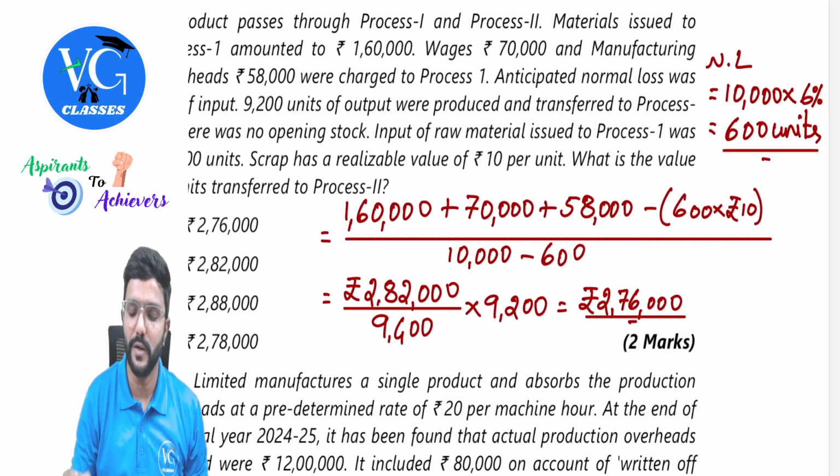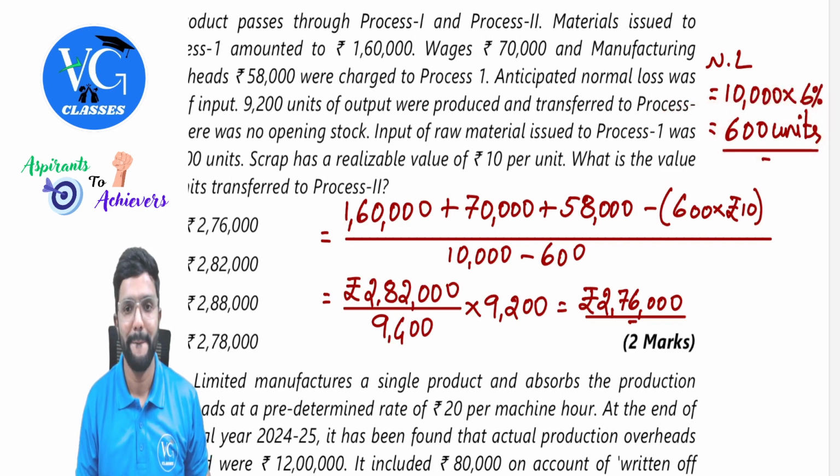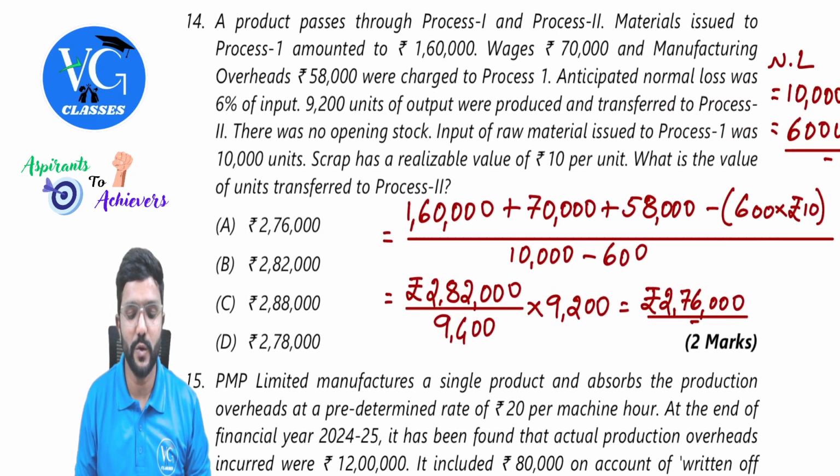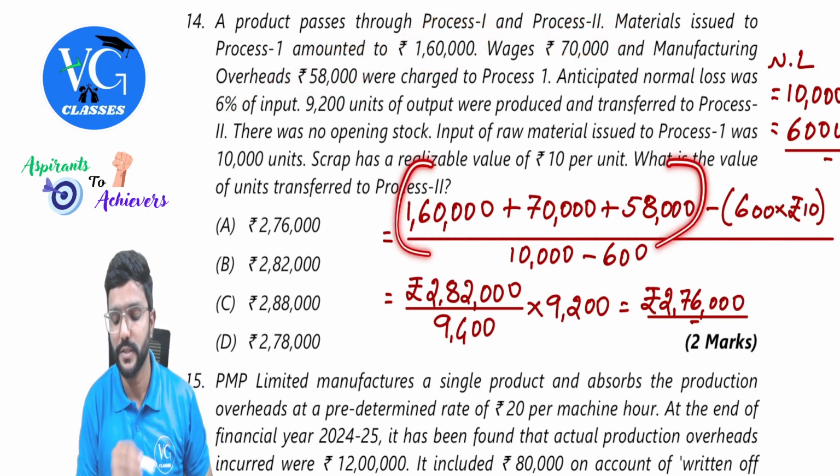First, find out what is the normal loss. Total input is 10,000 units. On that 6%, we'll get 600 units, normal loss units. So what is the total cost, guys? 1,60,000 plus 70 plus 58. This is our total cost.